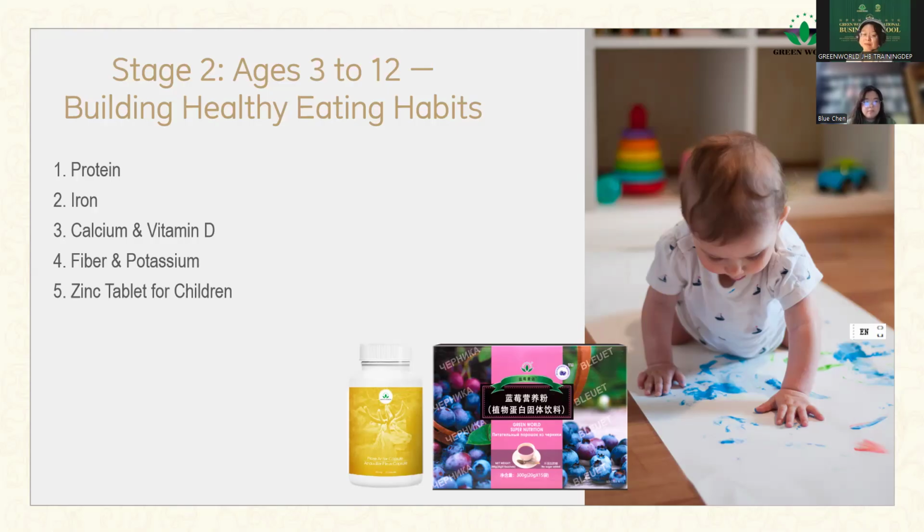Number 4, fiber and potassium. Many children lack sufficient fiber and potassium in their diet. Fiber supports digestion and keeps kids full, while potassium regulates blood pressure.